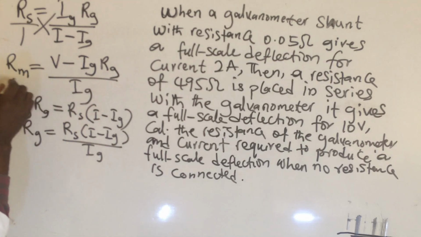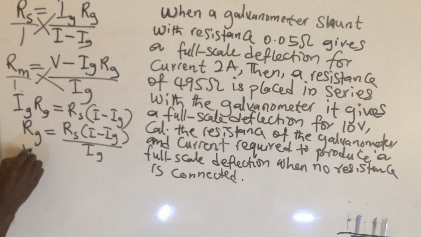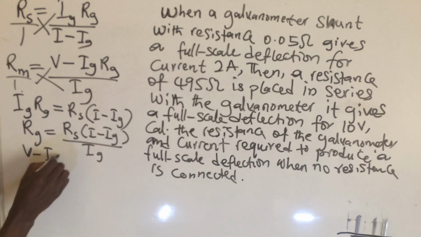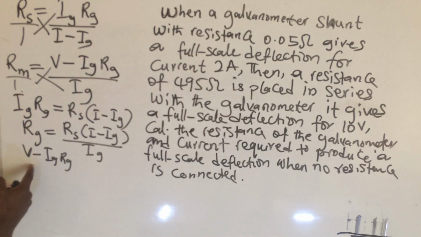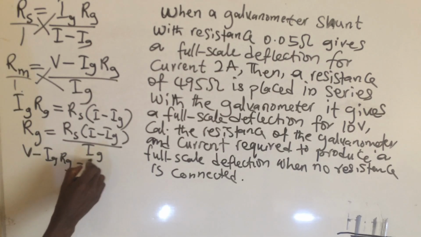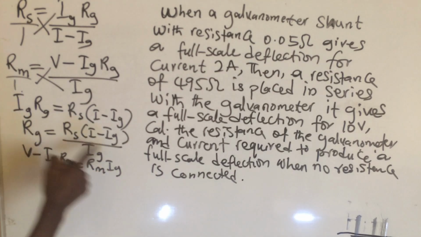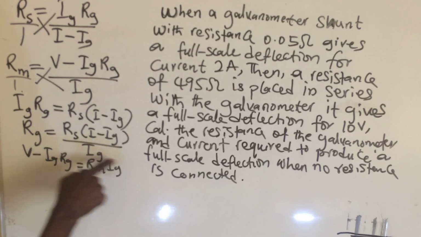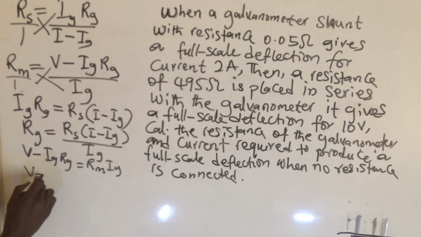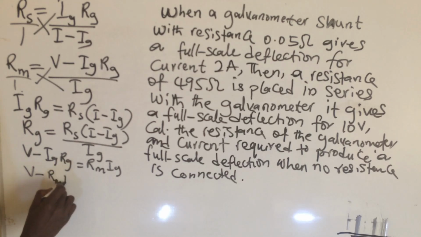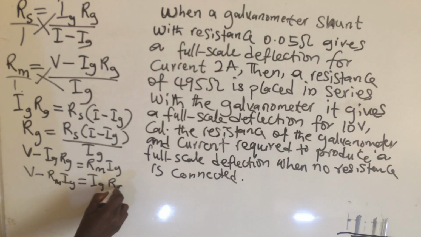We now do cross multiply, make this one all over, cross multiply. Okay, we now have V minus Ig Rg, this one times here, to give us the same thing. This time this will give us Rmig. Then take this one to the other side so that it will be easy for us. Bringing this one this side will now be V minus Rmig equals Ig Rg.